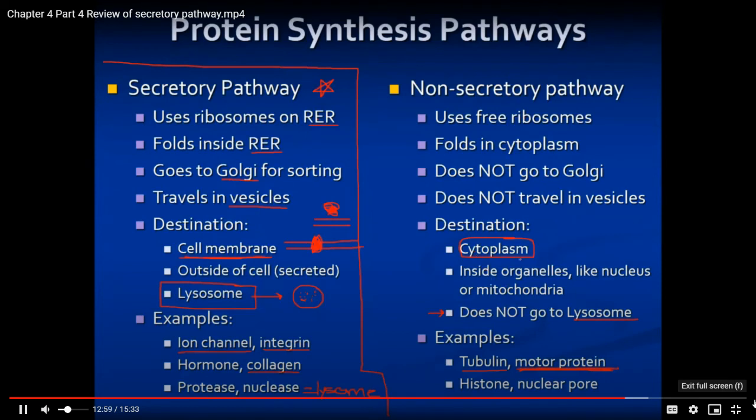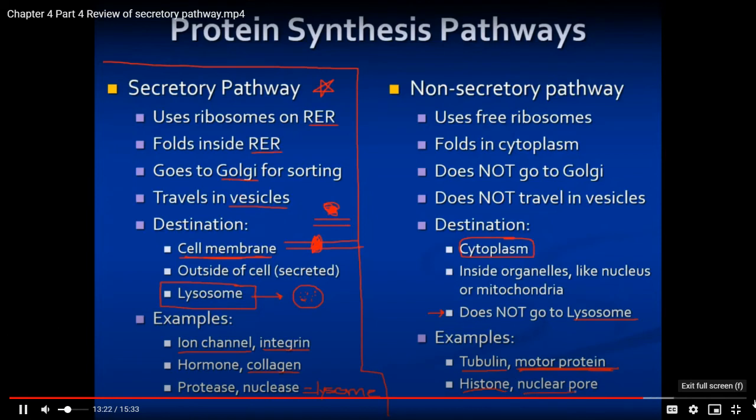What about proteins that end up in a nucleus or in mitochondria? So a histone, we talked about those. Those are the proteins that the DNA wraps around to make chromatin. Those are going to be made on a free ribosome. They're going to be folded in the cytoplasm, and then they're going to go back through the nuclear pore into the nucleus to function inside the nucleus.